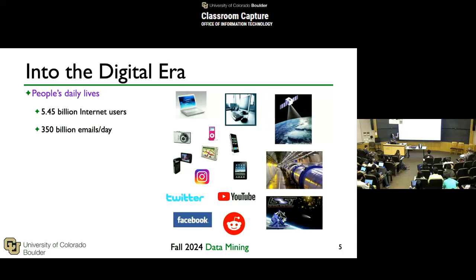So just think about the world population, how many users are actually on the internet or connected in some way. That's about 5.45 billion, the latest number I have. Another example I want to use is emails. I don't know how many of you are being overwhelmed by emails. I definitely have a lot more emails than I would like to handle.